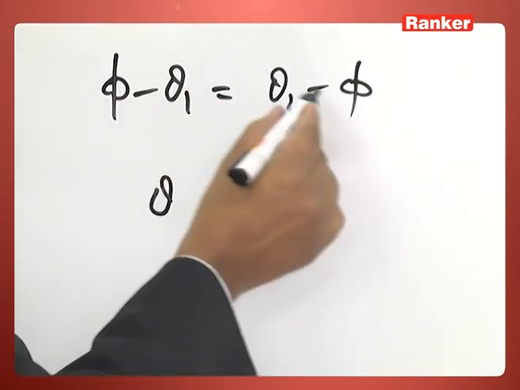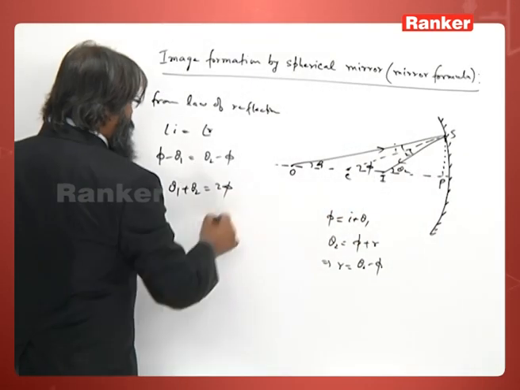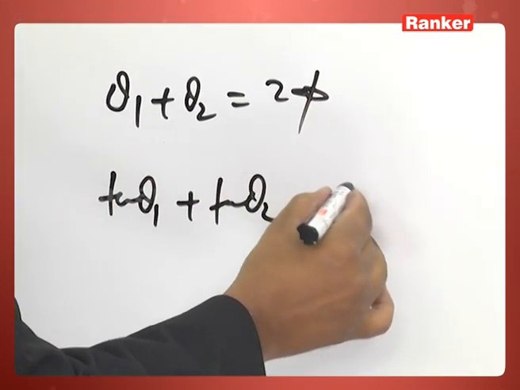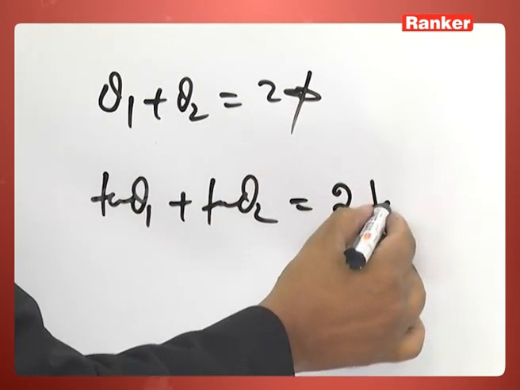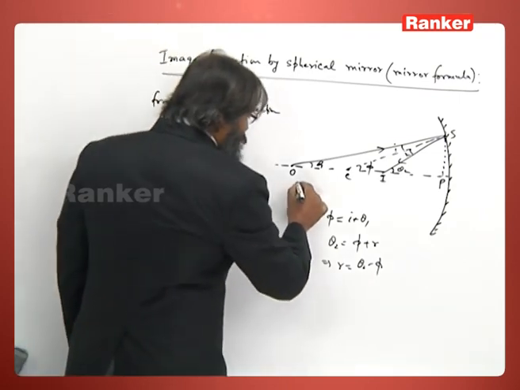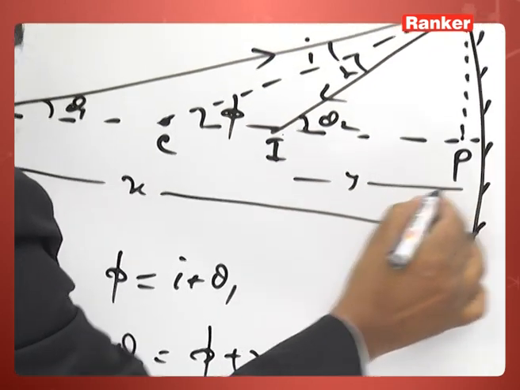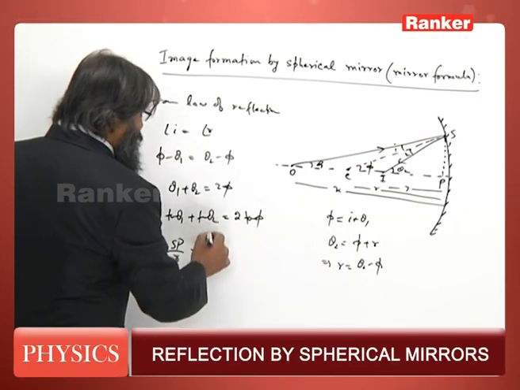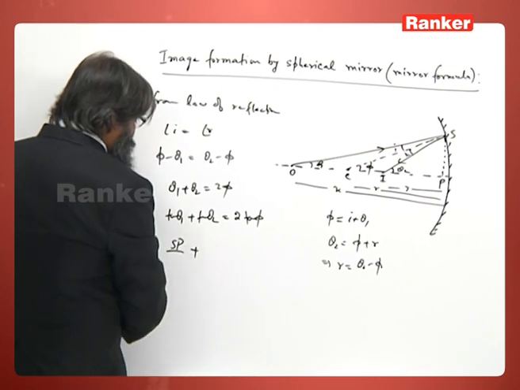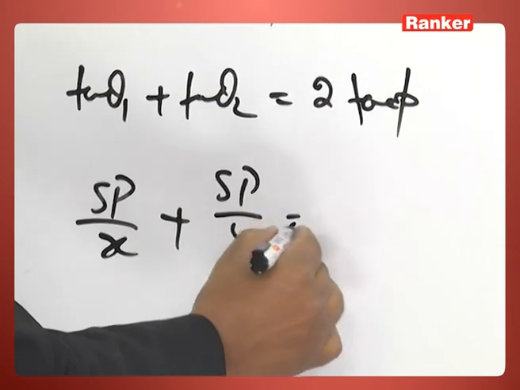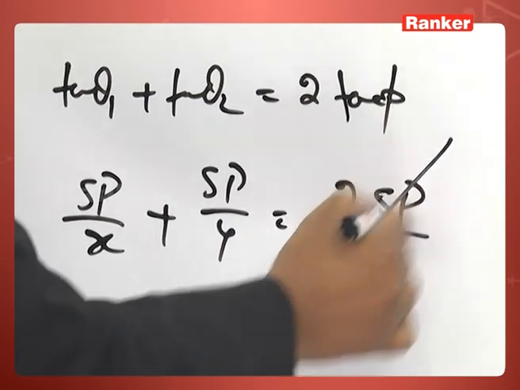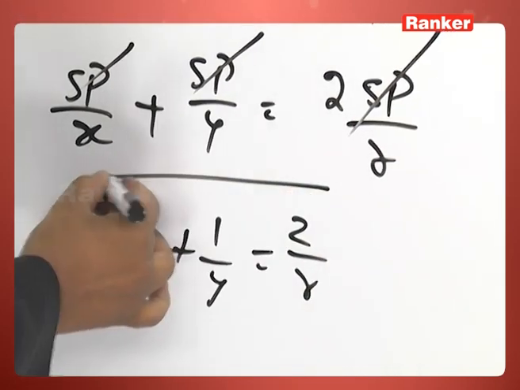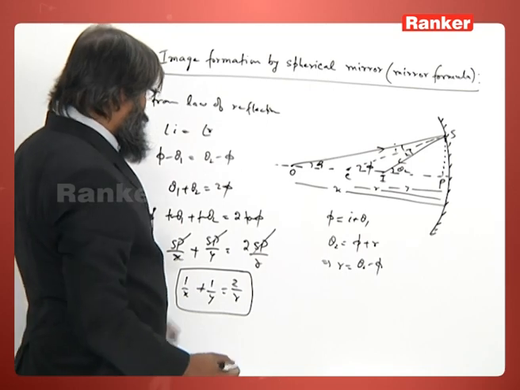So, we can write theta 1 bringing this side as 2 phi. Now, these angles are so small that we can write theta 1 as tan theta 1, theta 2 as tan theta 2, phi as tan phi. Now, suppose I call this distance as x, this distance as y, and this as r, then we can write tan theta as sp by x plus sp by y is equal to 2 into sp by r. Here sp cancels. So, 1 by x plus 1 by y is 2 by r. This is the mirror formula.